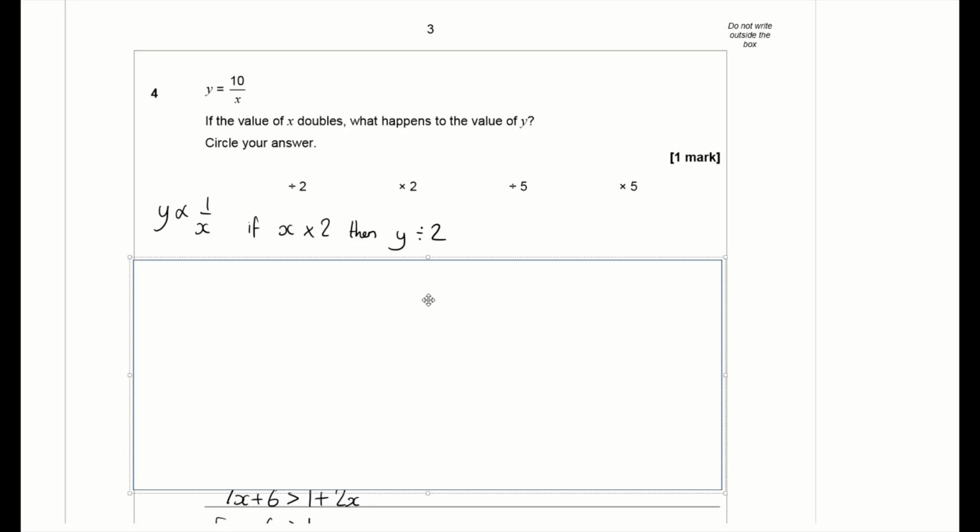So divide by 2 is the correct answer in this question. Now, if you had tried some values and you weren't happy just taking that at face value, and you were only going to be convinced if you'd actually seen some numeric values, you could try x equals 1, which would give you 10 over 1, which is just 10. And then you could try x equals 2, as in you've just doubled it, and you'd have 10 over 2 equals 5. So you could see then that the y values had gone from 10 to 5, and that would also tell you that it's been divided by 2. But this, as a general formula, is an inverse proportion. The correct answer is divide by 2.